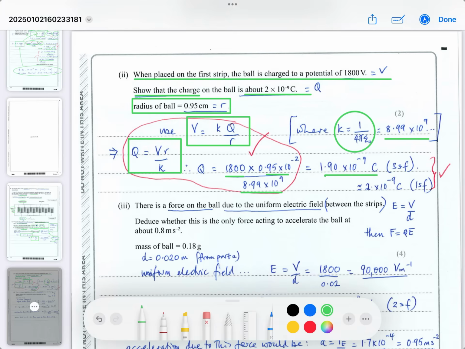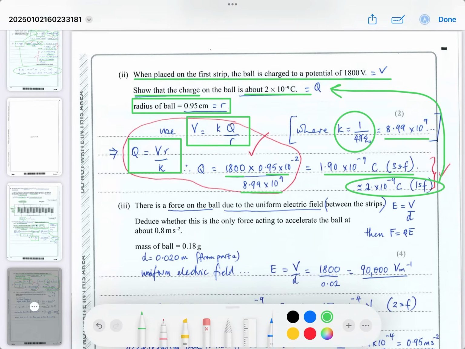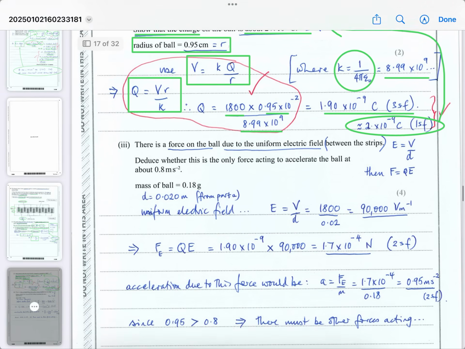V times r divided by k, the constant of proportionality, will give you the charge. And it comes to 3 significant figures as 1.90, which is to one significant figure, 2 times 10 to the minus 9. So we have shown that it is correct. So we've answered the first part of this section.